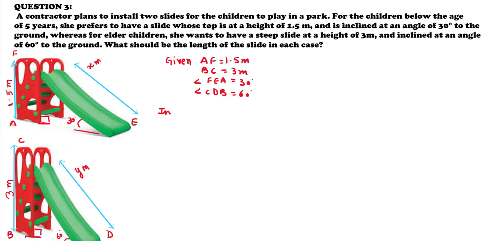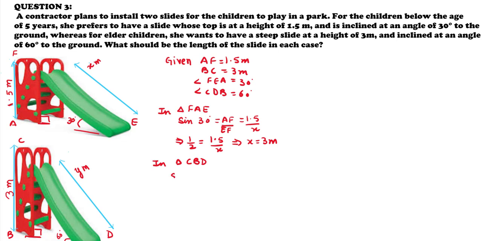So in triangle FAE, that is of the smaller slide, sine 30 is equal to AF upon EF, that is equal to 1.5 upon X. That implies 1 by 2 is equal to 1.5 upon X. That implies X is equal to 3 meters.